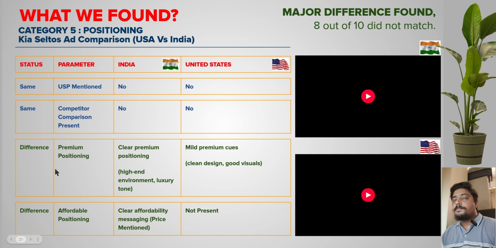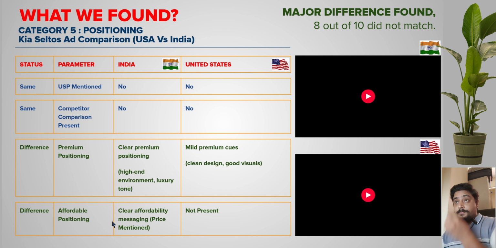But in India a premium positioning was shown, but in the United States only mild premium cues were shown, because the design was clean and the visuals were good. But in India they have shown the high-end environment and the luxury tone.